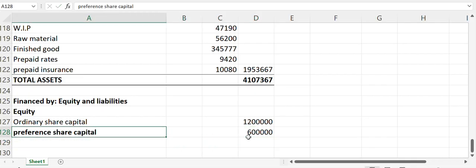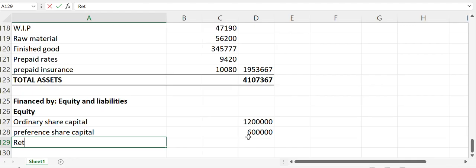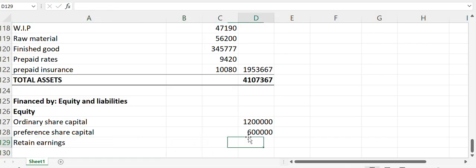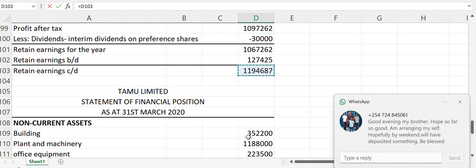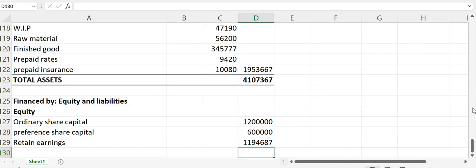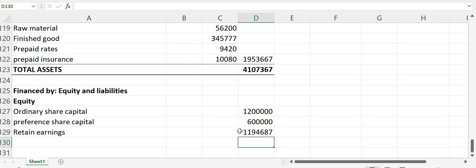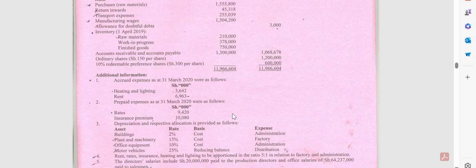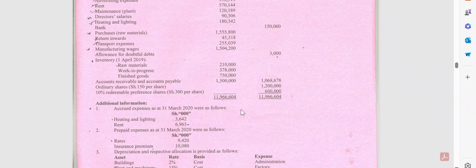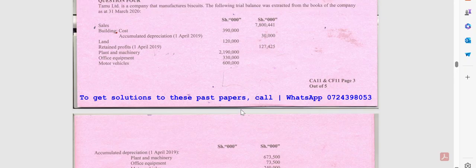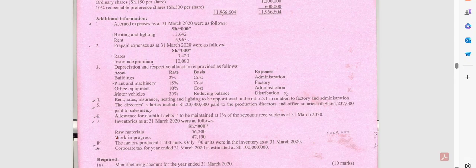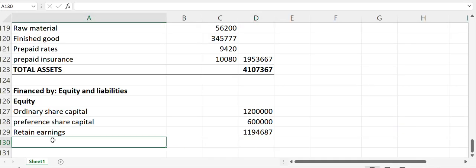Then remember, now we have the retained earnings. The retained earnings carried down from our income statement, we need to bring it here. Here it is. So that is fine. Let us check whether we've left anything else under equity. So we are only checking the credit side. Yeah, we are done with that. So we move on to the liabilities.